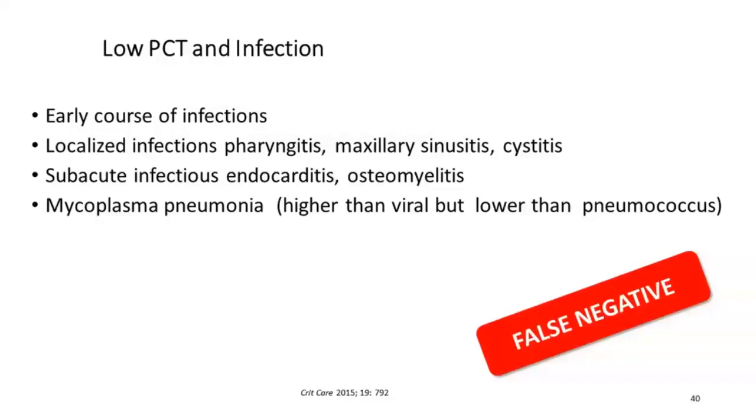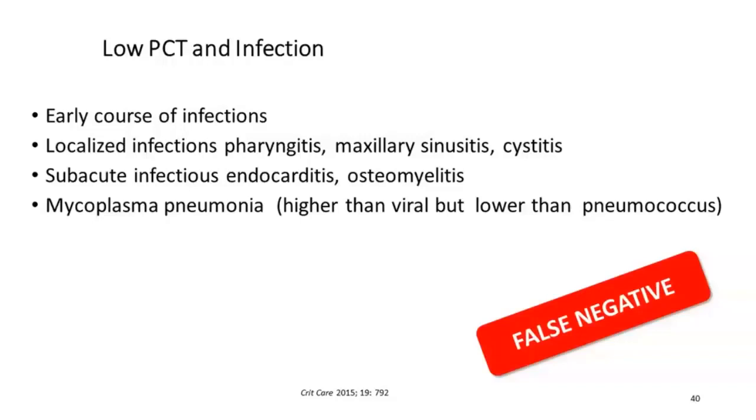Now, there are some false negatives. Remember, it takes several hours for procalcitonin to come up to be significant. So if you get these people very early, sometimes the procalcitonin level may be low. There are certain localized infections, subacute bacterial endocarditis, and organisms like mycoplasma sort of fit in between, but generally they tend to have low procalcitonin levels.